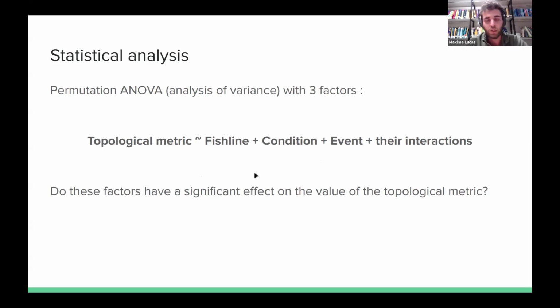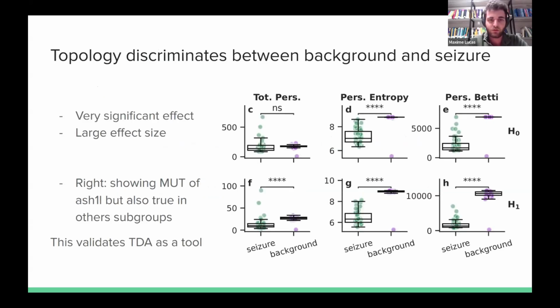So we wonder, do these factors have a significant effect on the value of the topological metric or not? And what we saw was that, yes, they do. I will not share all of the details of the statistical analysis, but we focused on 3 main aspects. The first one is, as expected but a good validation, that these topological metrics are able to discriminate between seizure and background, and you could almost see it already by eye in the 2 examples I showed you. This was a significant effect with a very large effect size. So the differences between the topological metrics are quite high.